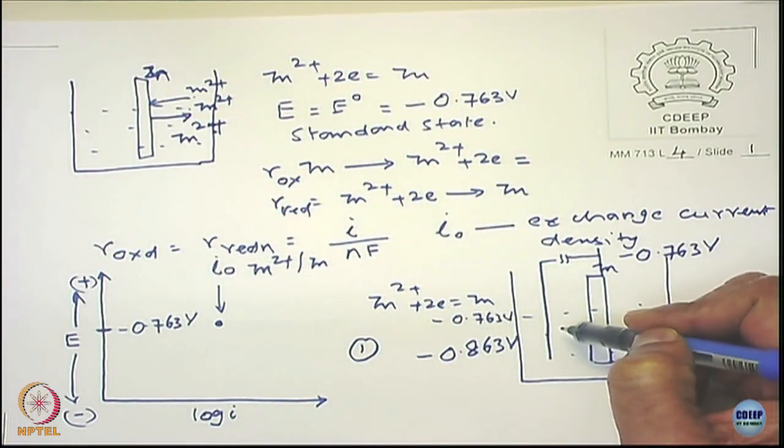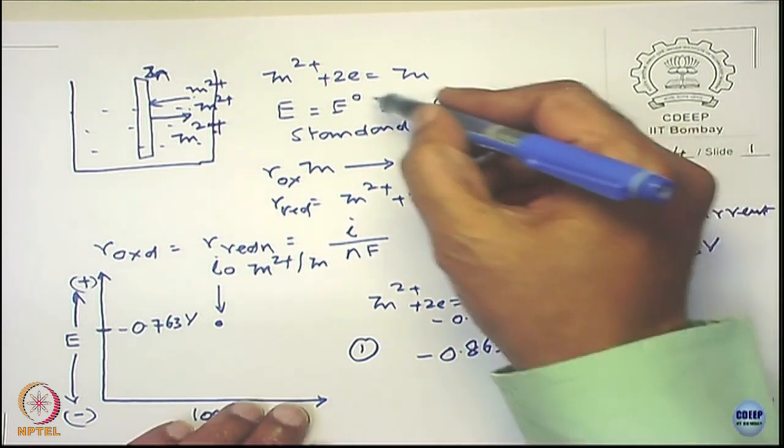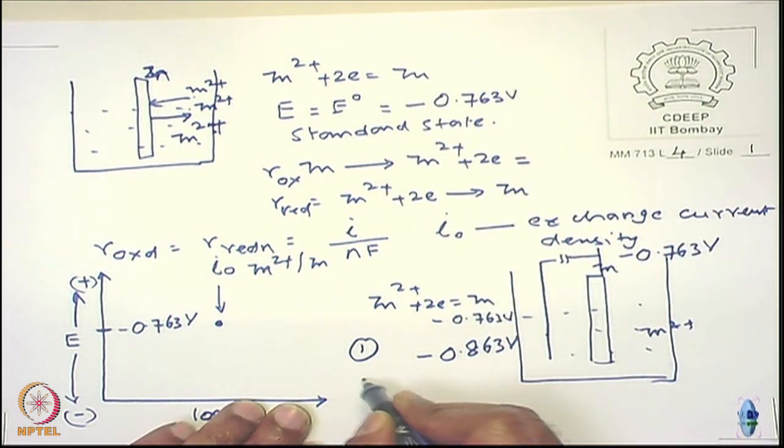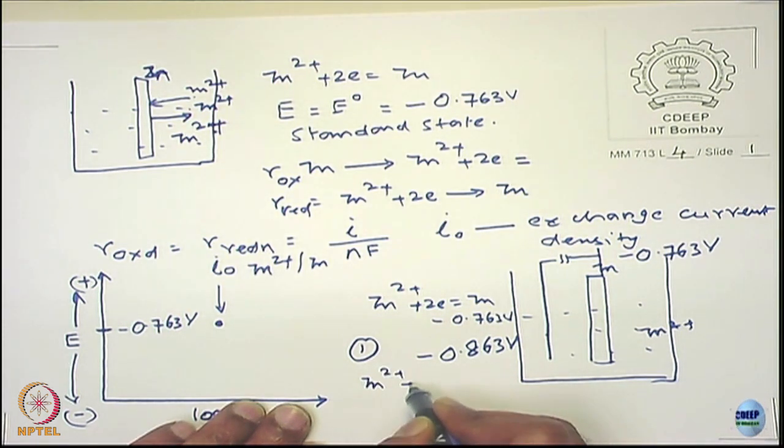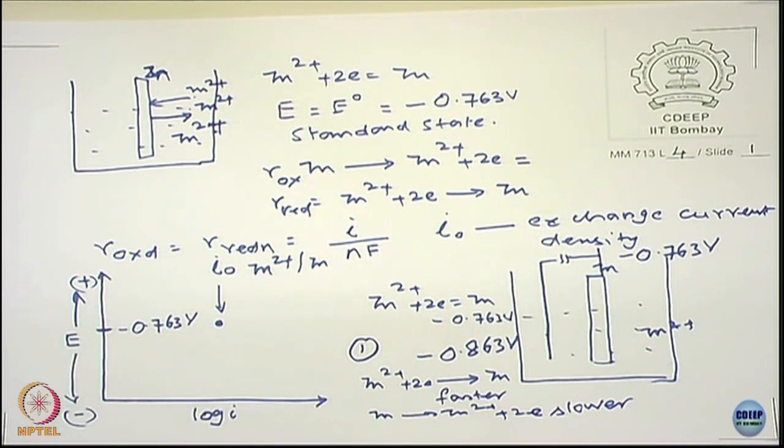So, let us come back to this. I apply a potential here, minus. What happens? Now, what will happen? Please look at this reaction. If you do this, what will happen? Zinc 2 plus, plus 2 electron, this becomes faster. And what will happen to zinc going as zinc 2 plus, plus 2 electron? It becomes slower. Agreed or not agreed?